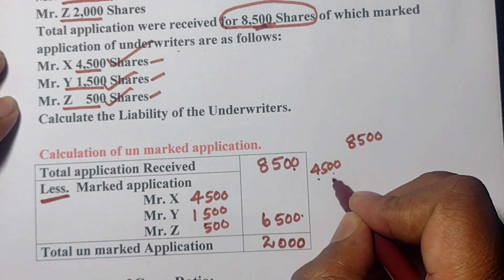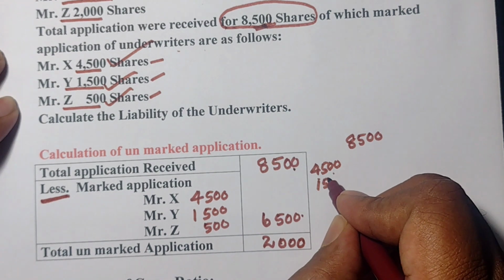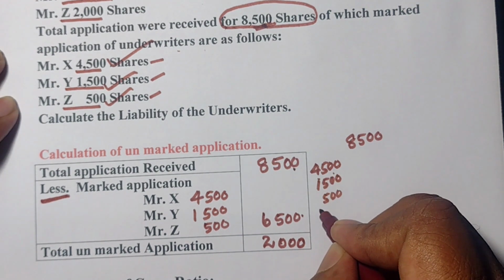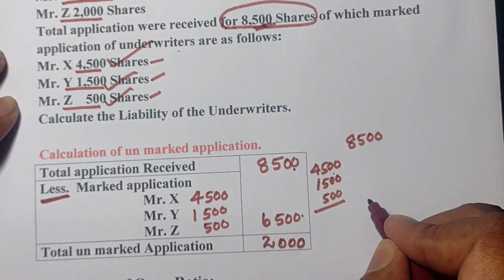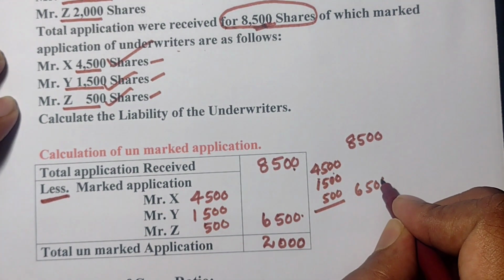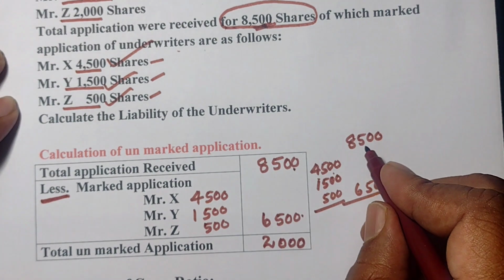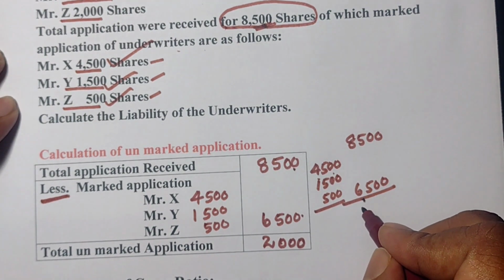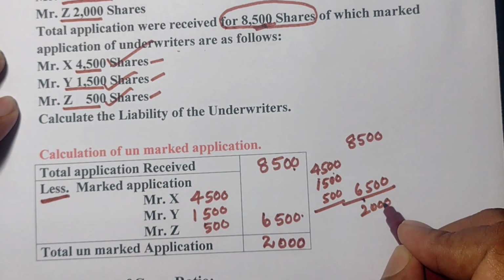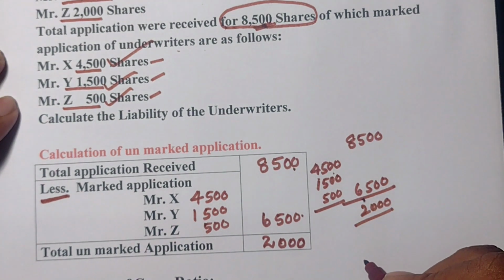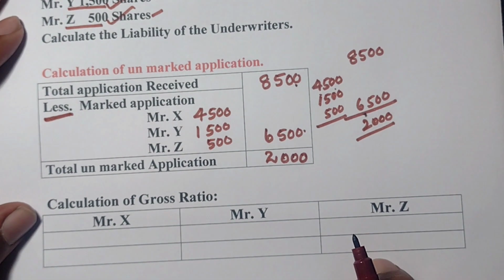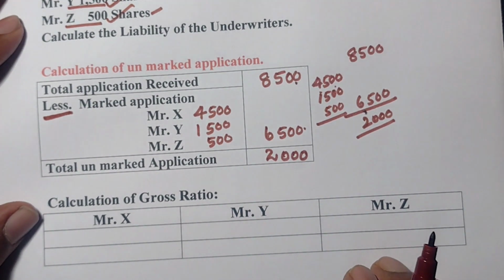Mr. X's marked application is 4,500, Mr. Y it is 1,500, and Mr. Z it is 500. So 4,500 plus 1,500 plus 500 is 6,500, which is the marked shares. Therefore, out of 8,500, 6,500 is the marked application and 2,000 is the unmarked applications. Okay. Now, based on this, the next one we are going to find is the calculation of gross ratio.